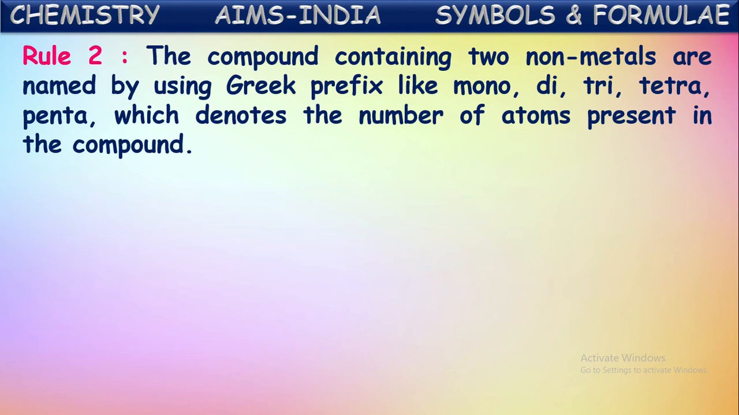In this case we are going to see the binary compounds containing both non-metals. Then the prefixes like mono, di, tri, tetra, penta are used for representing the number of atoms of each non-metal present in the compound. Let us understand this by taking some examples.